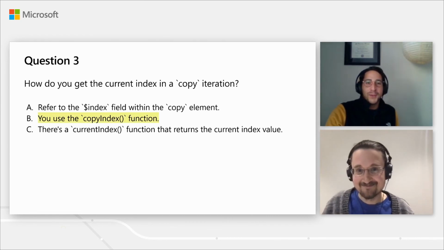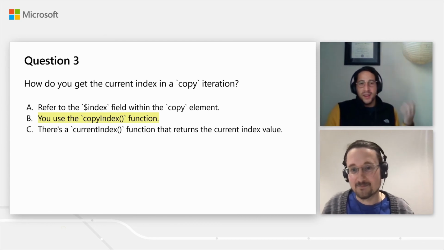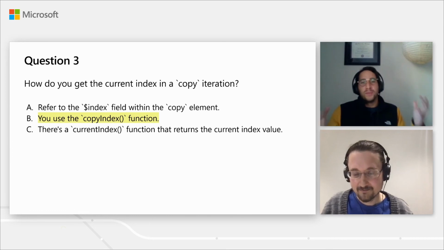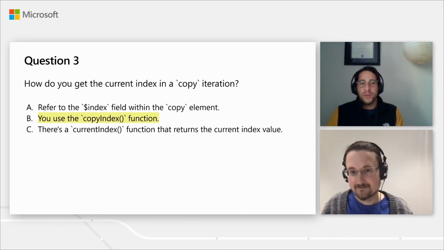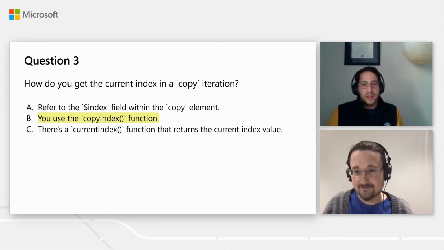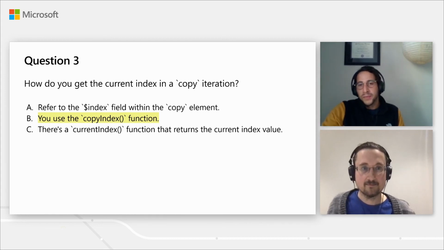Correct. So the answer for that one, as Chris mentioned, it's pretty much the copy index. So we've made it as simple as possible. So if you want to get the current index in a copy iteration, you use the copy index function.